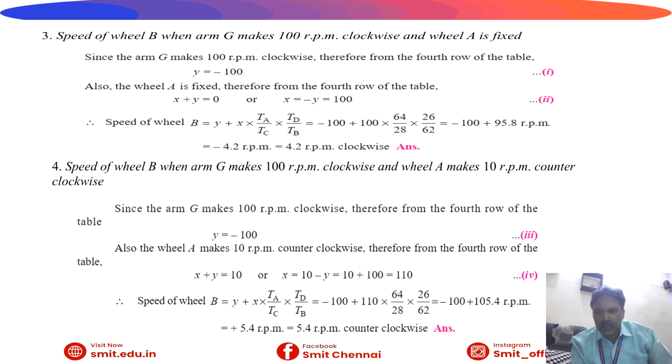Then the fourth condition is G makes 100 RPM clockwise. So y equals minus 100, and x plus y equals 10. Again, the condition is given. Therefore x equals 110. We will get the speed of wheel B, again using the same formula from the tabular column. Get the formula from the tabular column and apply the values. You will get the final answer as plus 5.4 RPM in the counterclockwise direction.